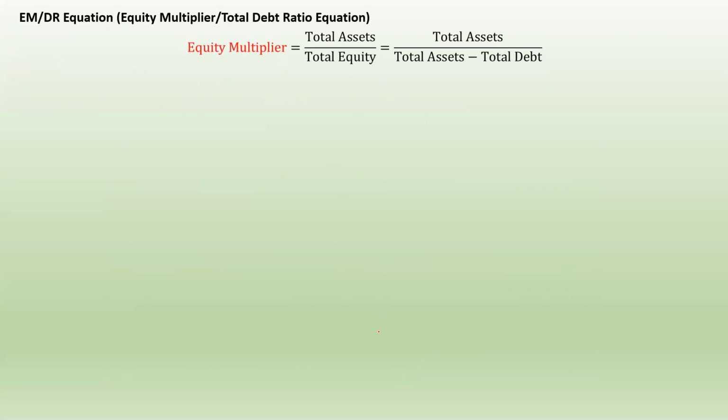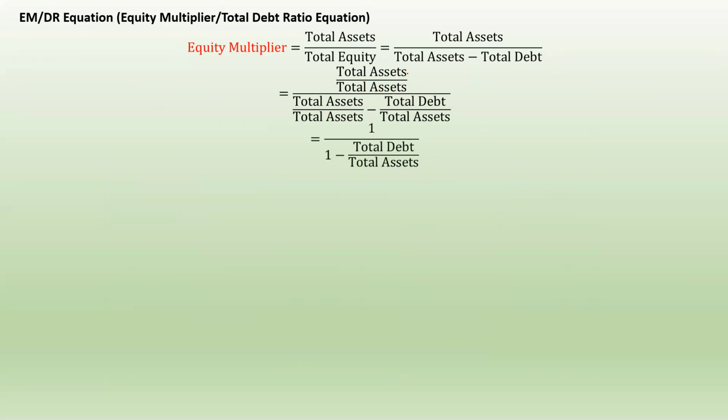And we need to know how to convert between equity multiplier, debt ratio, and debt equity ratio. So equity multiplier equals total assets divided by total equity. We can rewrite total equity as total assets minus total debt. So we can divide by total assets in the denominator and the numerator. Total assets divided by total assets equals 1, one number divided by itself. And total debt divided by total assets is the total debt ratio. So equity multiplier equals 1 divided by 1 minus total debt ratio.